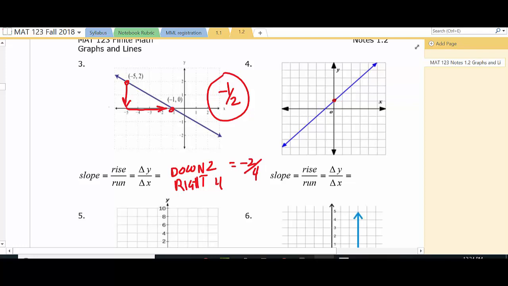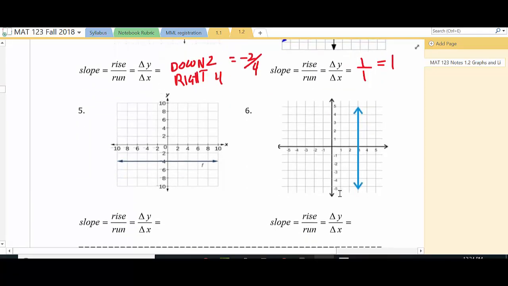The next one. I'm going to just pick 2 dots just right like that. If you do it this way, you would have up 1 and right 1. So that's 1 over 1. That slope's 1. It's just a whole number. You can divide that out. That gives 1.